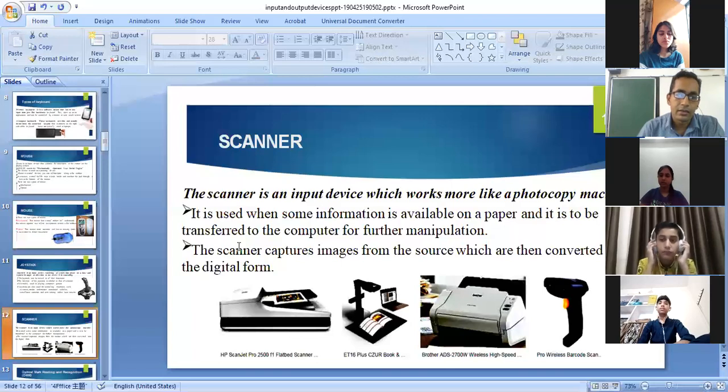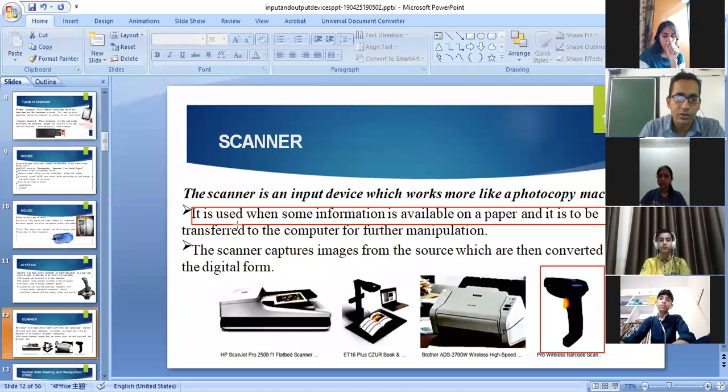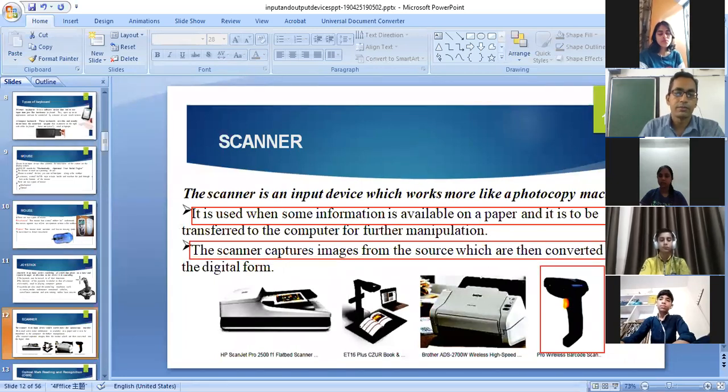Next, scanner. The scanner is an input device which works more like a photocopy machine. This you might have seen most of the times when you go to the shopping malls and other places. This is a handheld scanner. It is used when some information is available on the paper and it is to be transferred into the computer for further memory. Scanner captures the images from the source, which are then converted into the digital form.